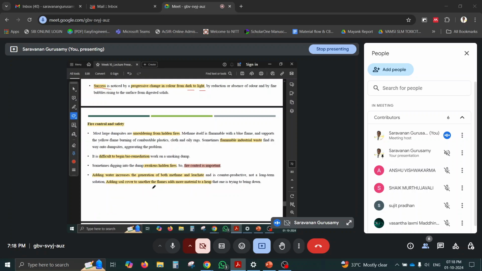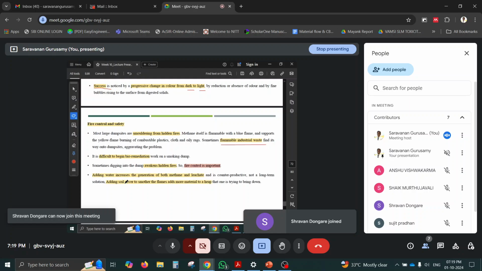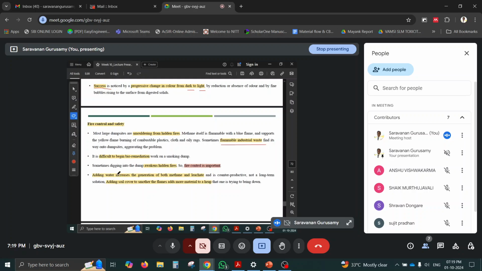Okay, then the third major challenge is fire control and safety, because whenever methane is accumulated inside the landfill due to anaerobic digestion, methane and carbon dioxide will be produced. That will be inside the landfill. Once you start excavating, the methane will be liberated in a higher quantity, and if it is the summer season, then it will easily catch fire. Or some flammable industrial waste may be there. The waste is already legacy waste and it is dry, mostly combustible materials, and the methane is also there. Easily it will catch fire and spread everywhere. So fire management and safety are the major issues.